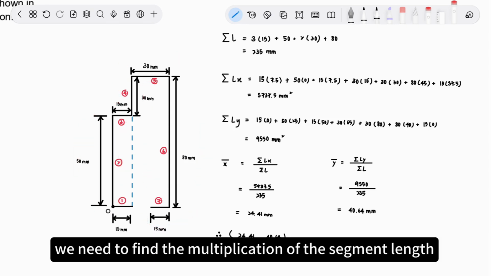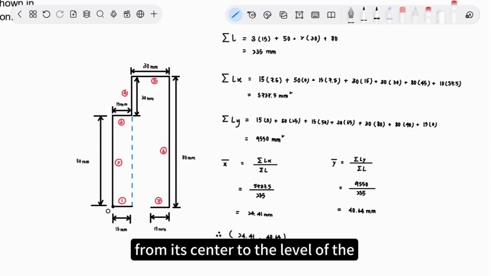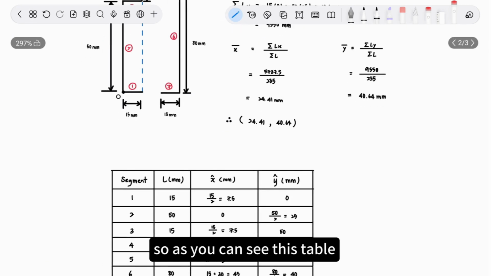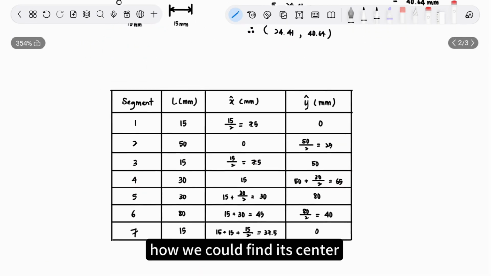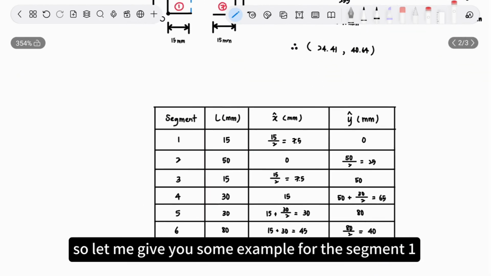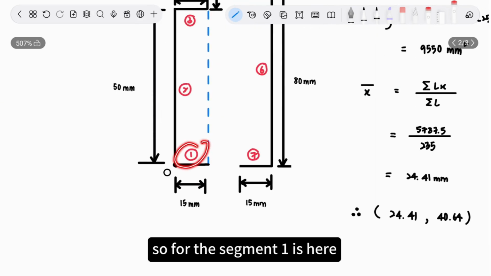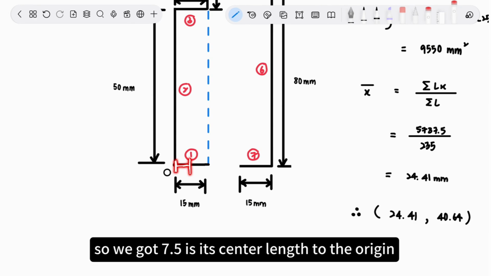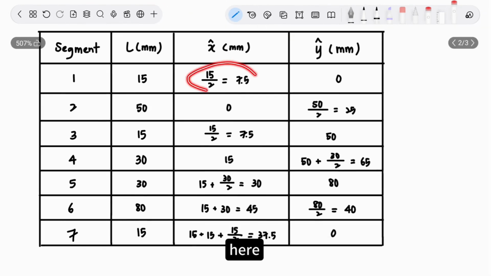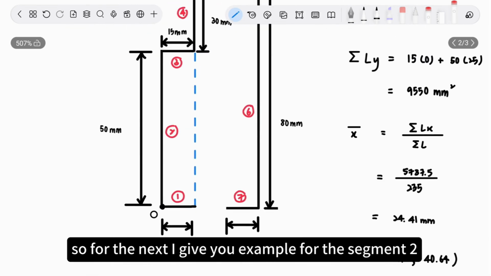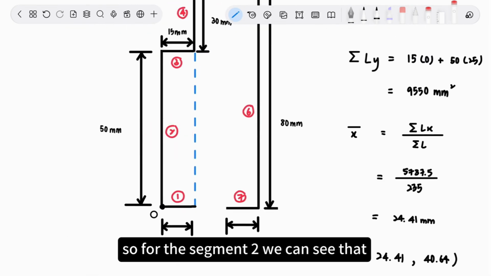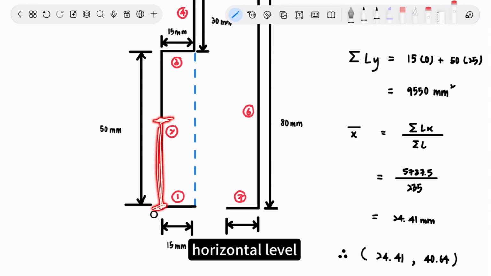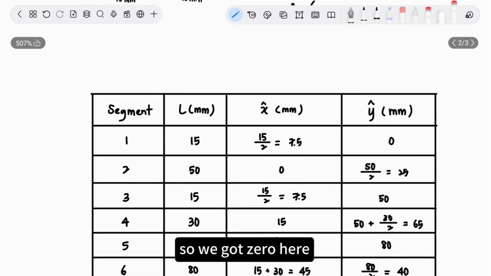After that, we need to find the multiplication of the segment length with the horizontal length from its center to the level of the origin, which is here. As you can see in this table, let me give you an example for segment 1. We take the center here, from here to here, so we got 7.5 as its center length to the origin. For segment 2, its center is located at the same level as the origin horizontal level, so we got 0 here.